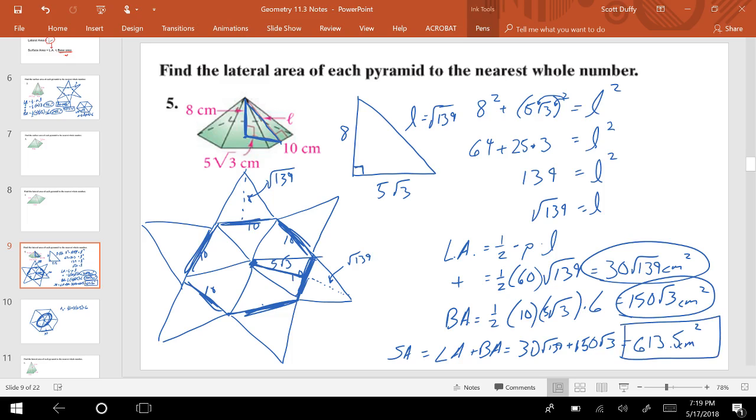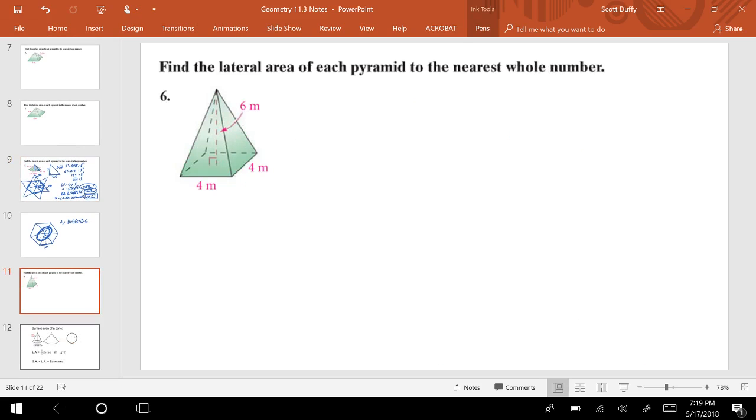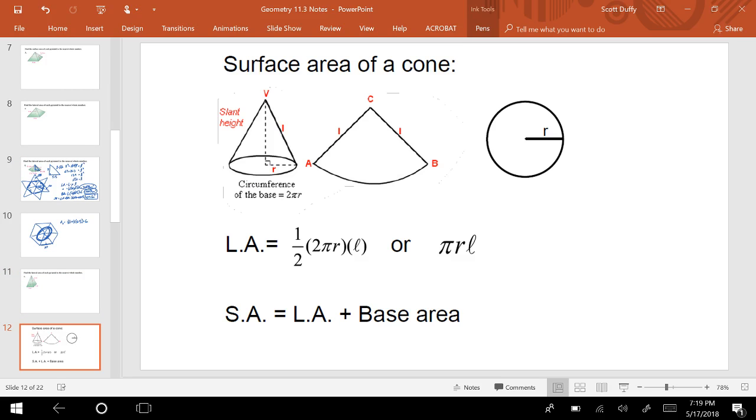Now these are a lot of work, so you guys are going to have to work hard. Also, if anybody catches a mistake, talk amongst yourselves. You can email me, let me know, hey, Mr. Duffy, there was a mistake in one of your problems. Might have been a mathematical error. That is totally fine. Make sure you catch it and don't do the same thing. I'm going to leave number 6 to you, and I'm going to move on to cones.